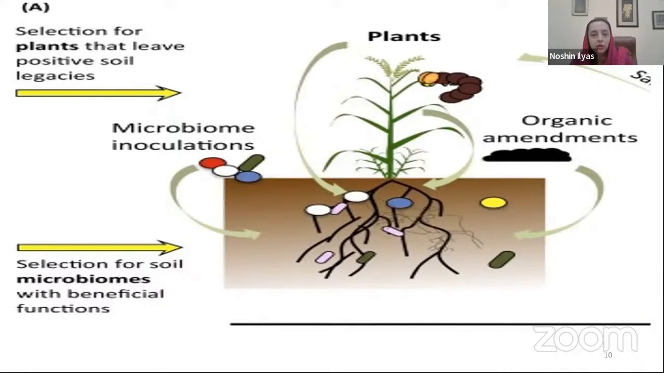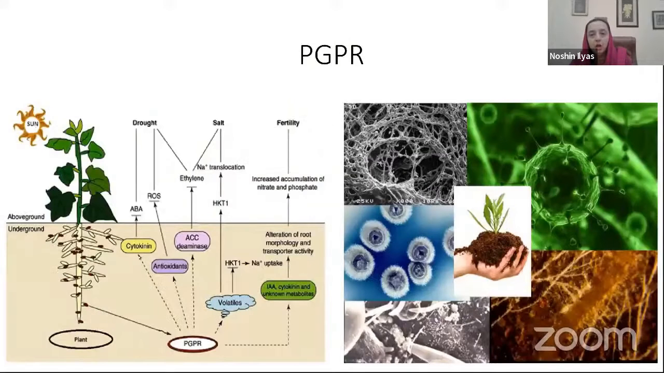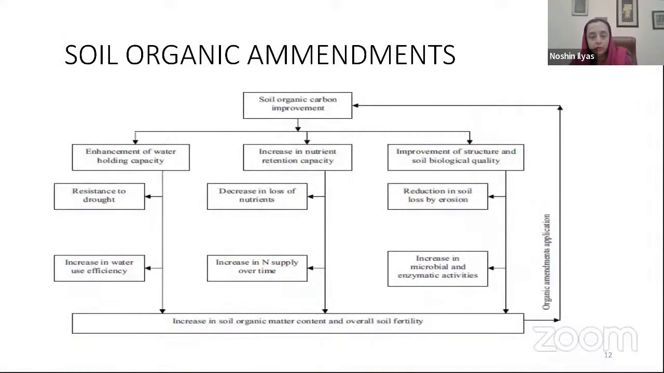We are targeting the organic amendments, the microbiomes, and microbial inoculations, and we are selecting the plants that leave these positive soil gases. In all of this, we are targeting a whole system rather than the individual components. I think there has been a lot of discussion about the PGPR, so I'll skip it. You know how they can improve the soil fertility and how they can help plant growth.